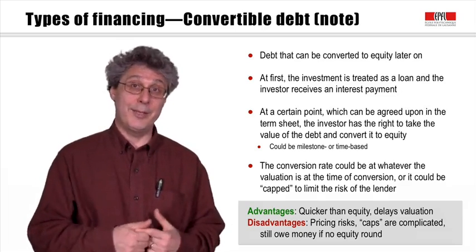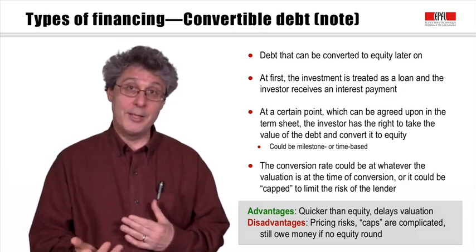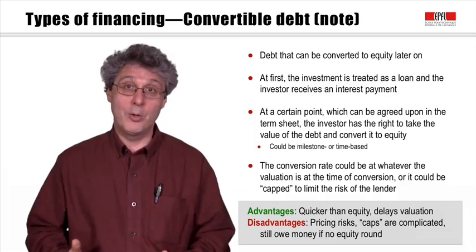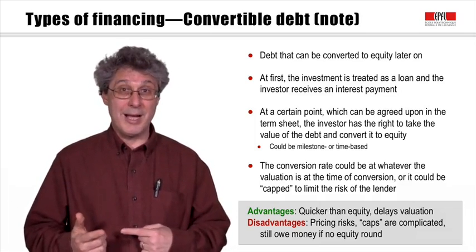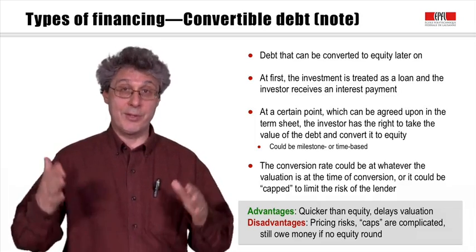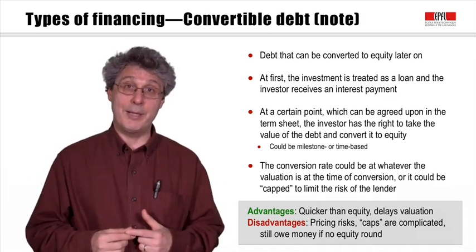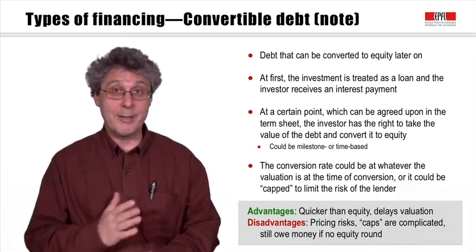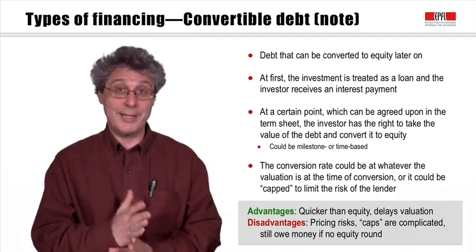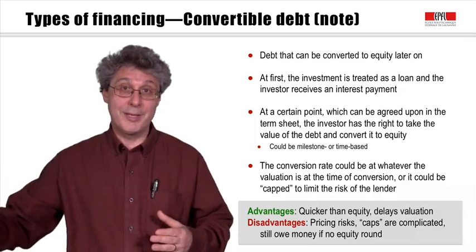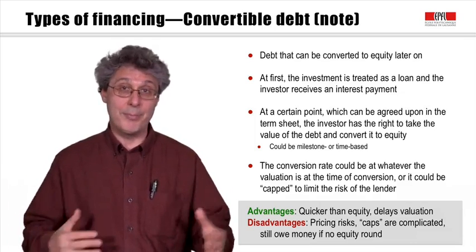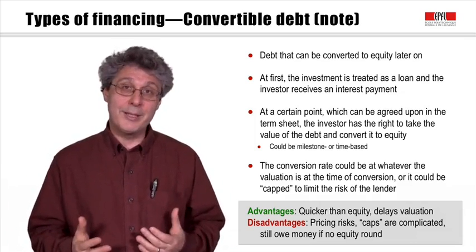Now, when could they do this? This could be set up in the term sheet to be milestone-based, or it could be time-based. Of course, there needs to be an equity round for this to happen so that there is a valuation of the company. But it could be when the first equity round is closing. It could be in the second one. It could be other milestones when you've received a certain amount of sales, when you've reached profitability.